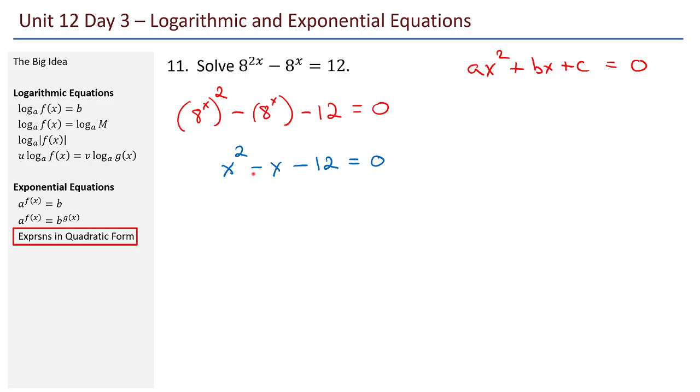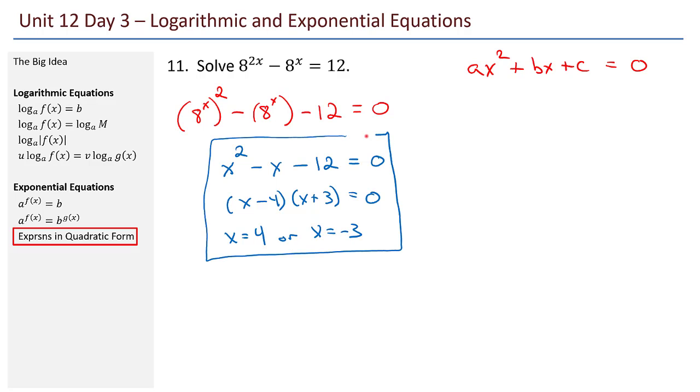So if I can solve this and figure out what x is, then I should be able to solve the original one and figure out what 8 to the x is. So let's give this a try. X squared minus x minus 12 equals 0. This does factor. I get x minus 4 times x plus 3 equals 0. So x equals 4, or x equals negative 3. So this tells me that in my original expression, I must have that 8 to the x equals 4, or 8 to the x equals negative 3.